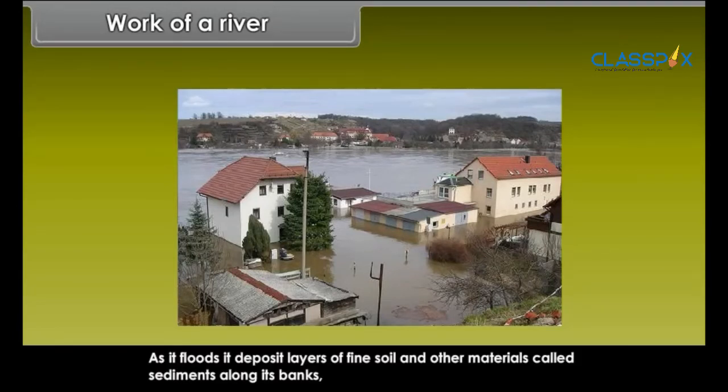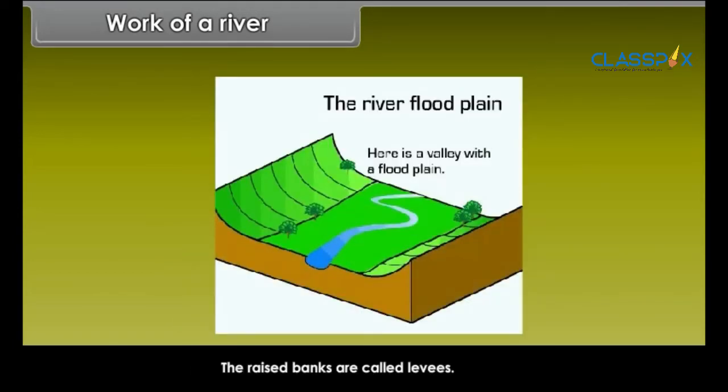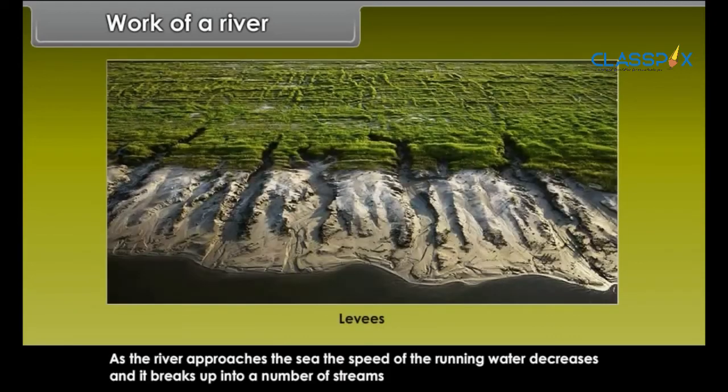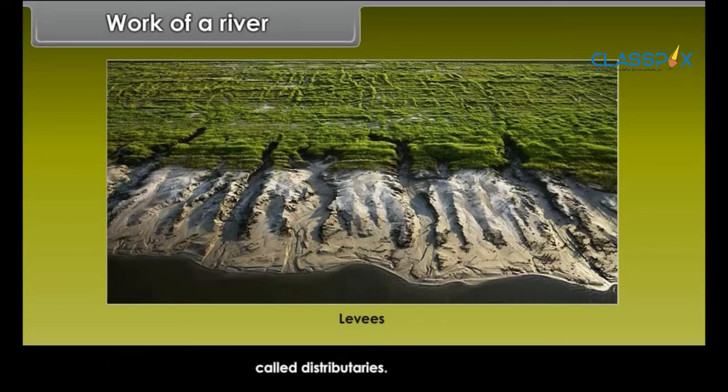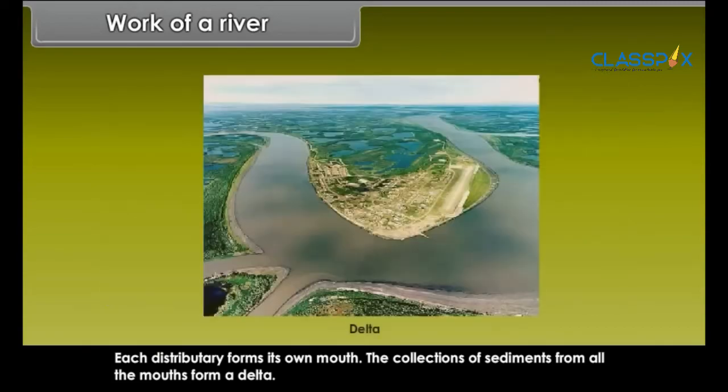As it floods, it deposits layers of fine soil and other materials called sediments along its banks, which leads to the formation of flat, fertile floodplain. The raised banks are called levees. As the river approaches the sea, the speed of the running water decreases and it breaks up into a number of streams called distributaries. The river becomes so slow that it begins to deposit its load. Each distributary forms its own mouth. The collection of sediments from all the mouths forms a delta.